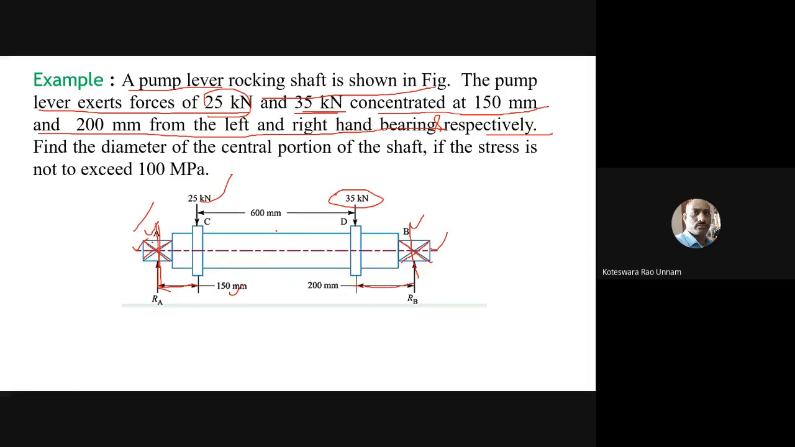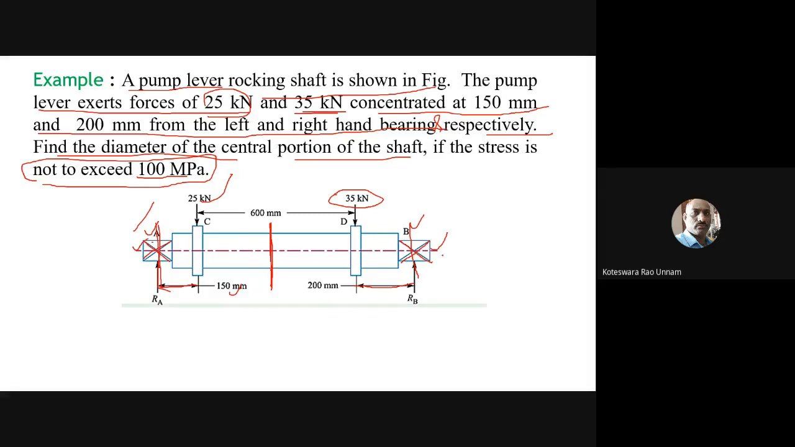Then it asks us, at the center, find the diameter of the central portion of the shaft if the stress is not to exceed 100 MPa. In order to limit the stress value in the shaft, or in the rod, or in the beam, whatever you call it, to 100 MPa, what should be the diameter at the center? So that is the question here.